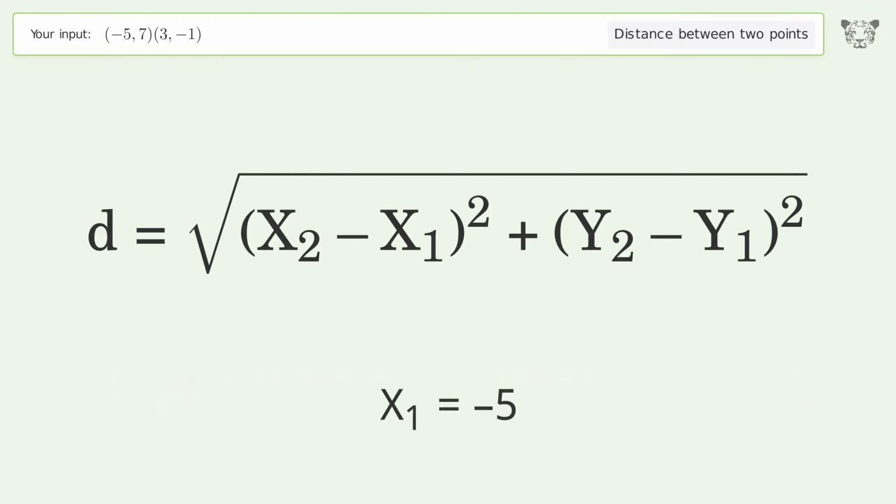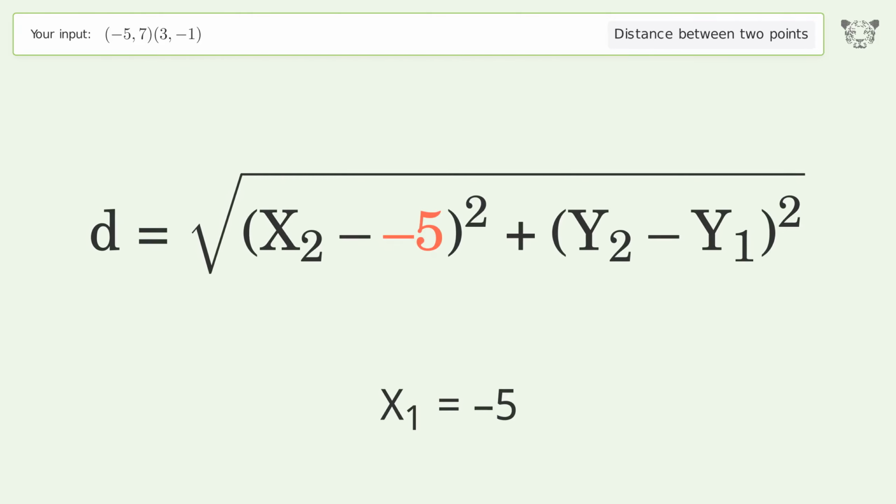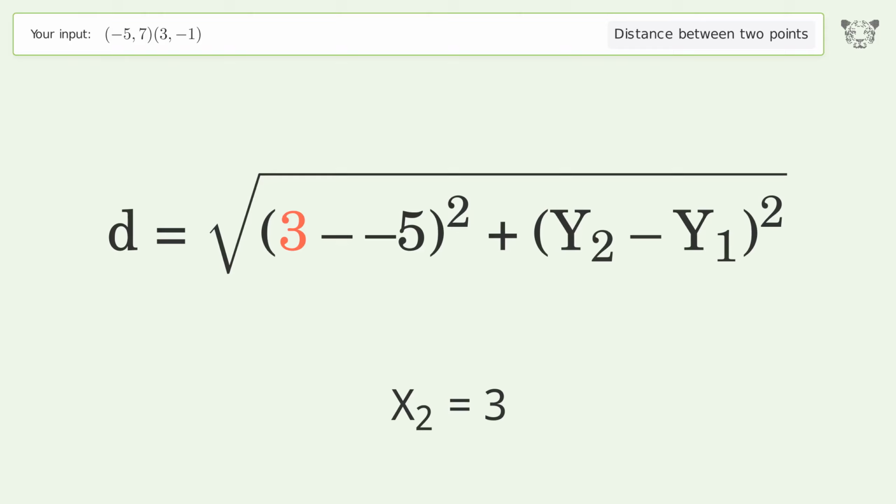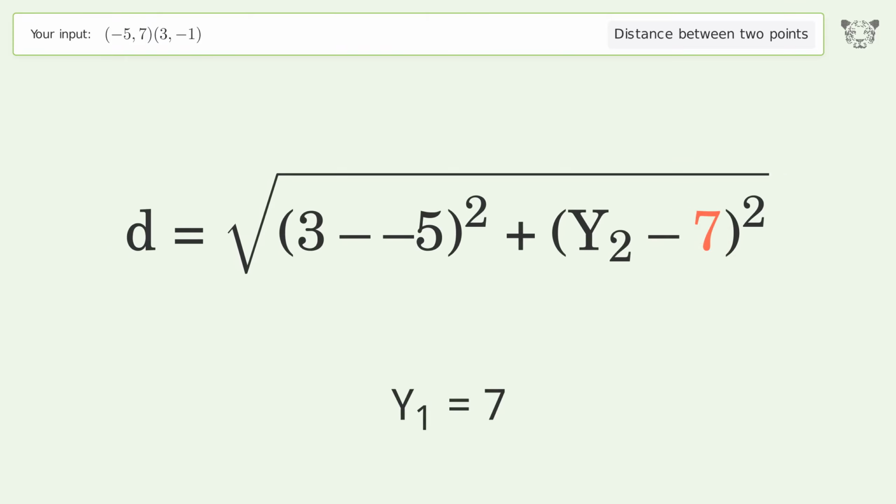x1 equals -5. x2 equals 3. y1 equals 7. y2 equals -1.